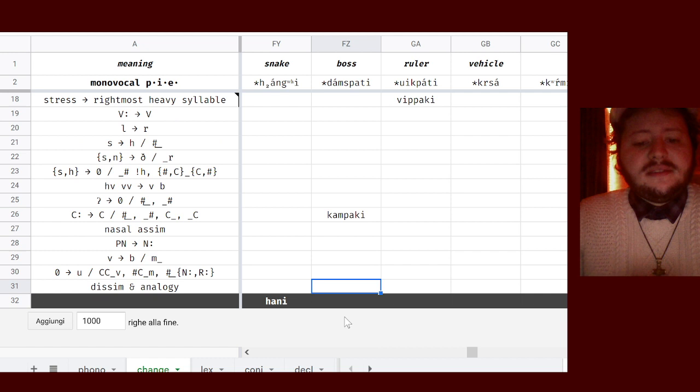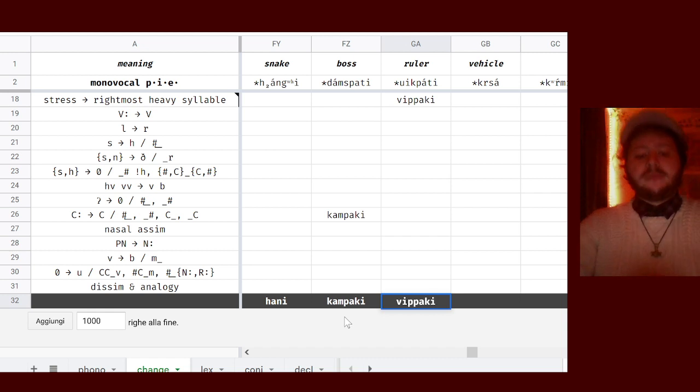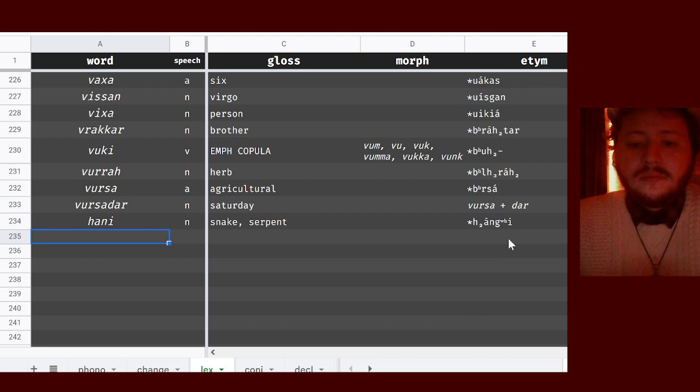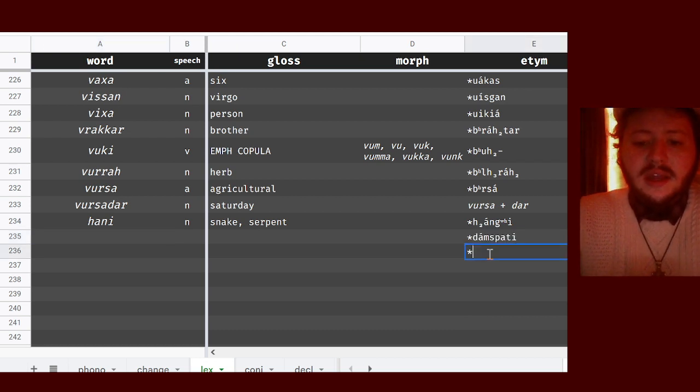Nothing else happens. So my word for boss is kampaki, and my word for ruler is vipaki. And they sound pretty similar. And they are I stems, just like honey. So I'm going to go ahead and copy this one over. The root. And I remember what this one was. It was wikpati.